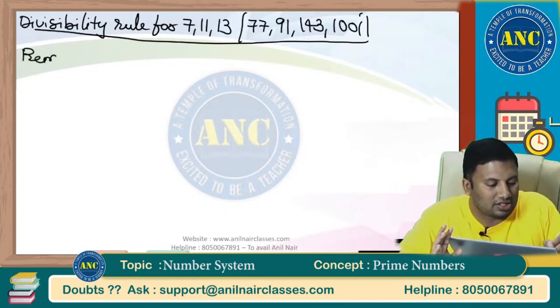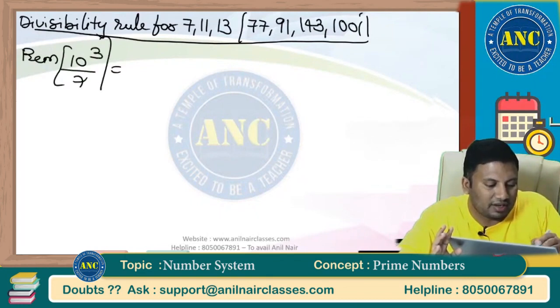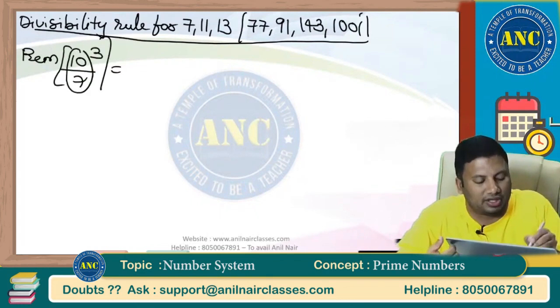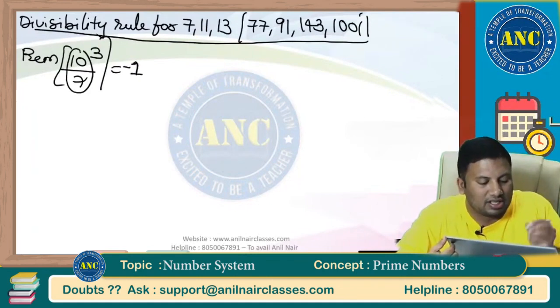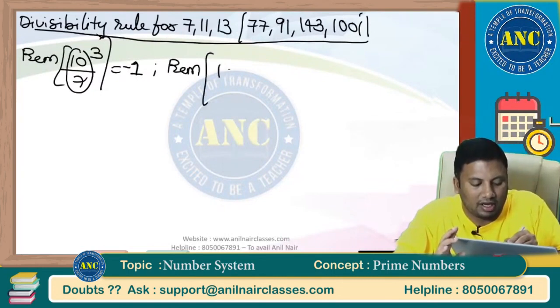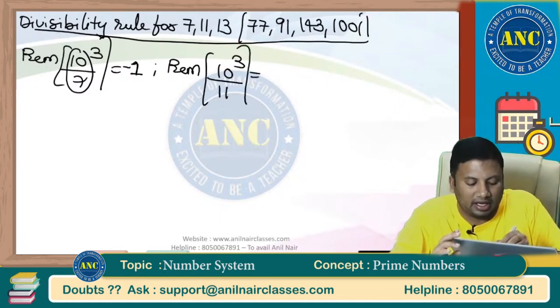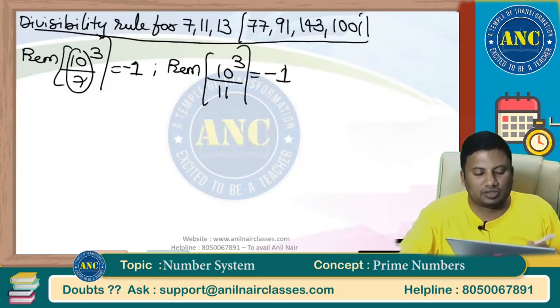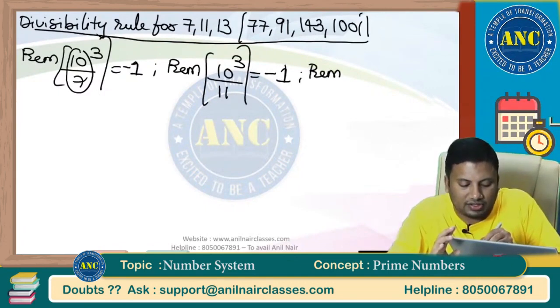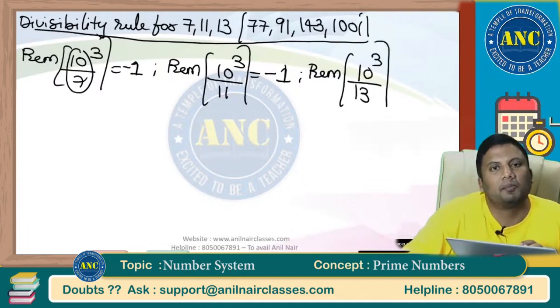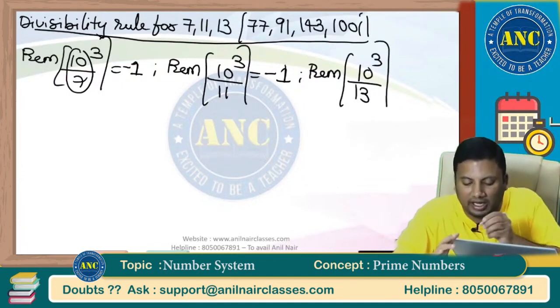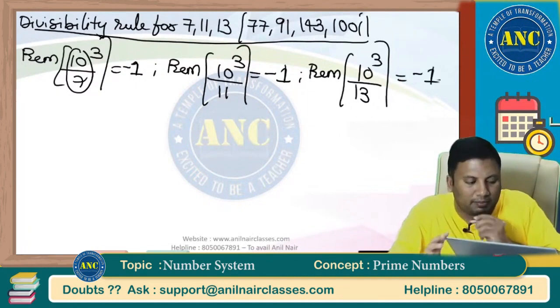Now see here. These are all derived from Fermat's theorem. 10 cube divided by 7: 7 ones are 7, positive remainder 3. 3 cube is 27, 7 fours are 28, remainder minus 1. Next one, remainder when 10 cube divided by 11: 11 ones are 11, negative remainder minus 1. Minus 1 cube is minus 1. Similarly, 10 cube divided by 13: 13 ones are 13, remainder minus 3. Minus 3 cube is minus 27, which is nothing but minus 1.